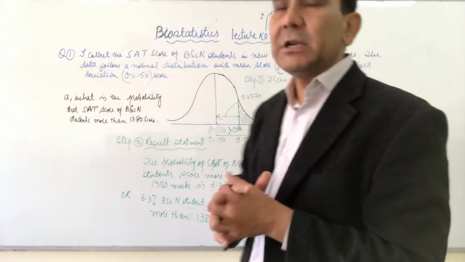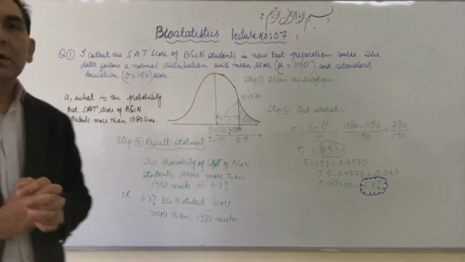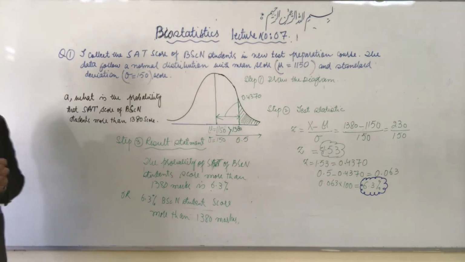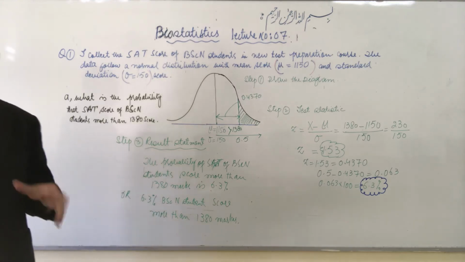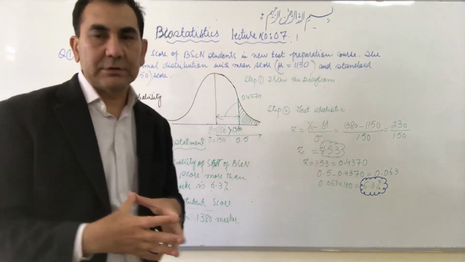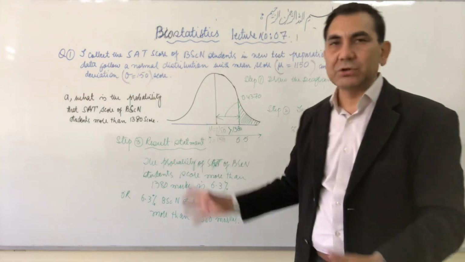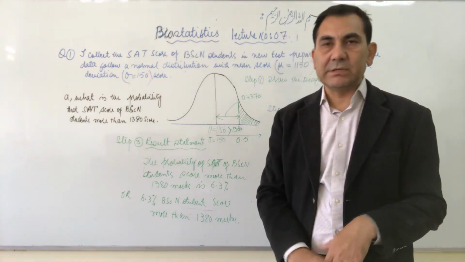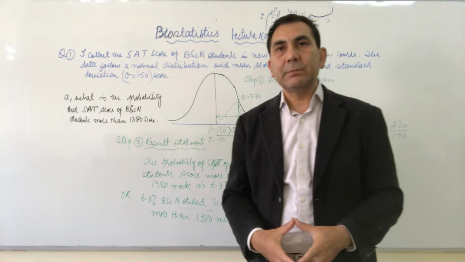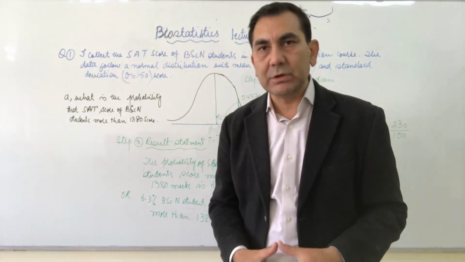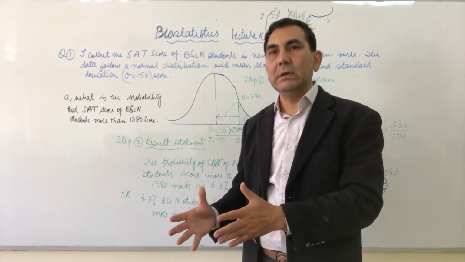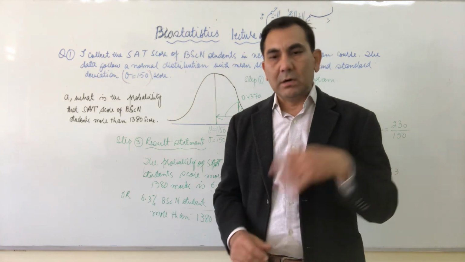So 6.3% is the probability of BSN students who scored more than 1380 marks. I hope today's very short lecture session clears your concept about finding the probability under the normal curve by using the mean and sigma.